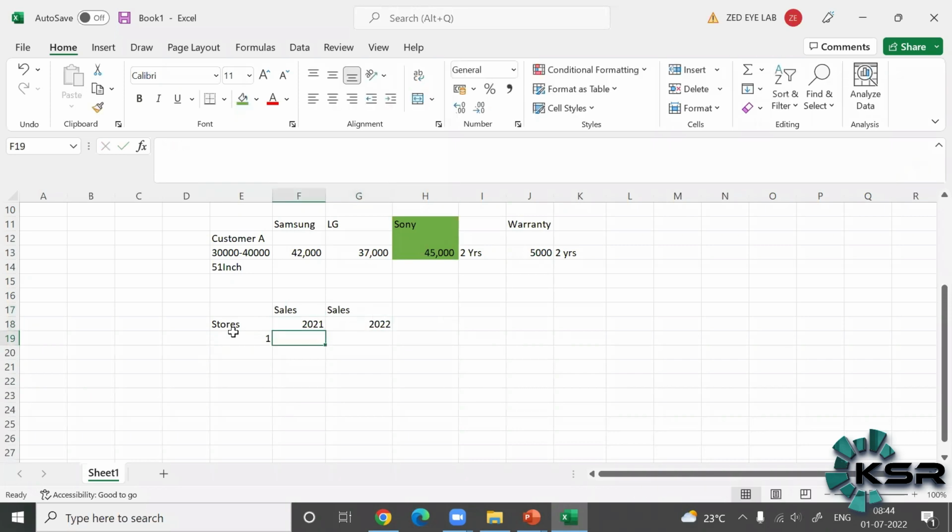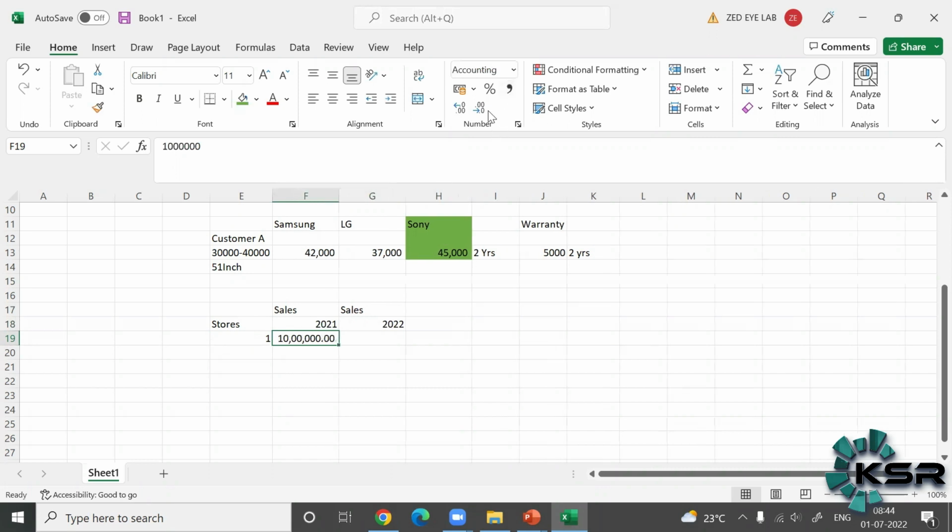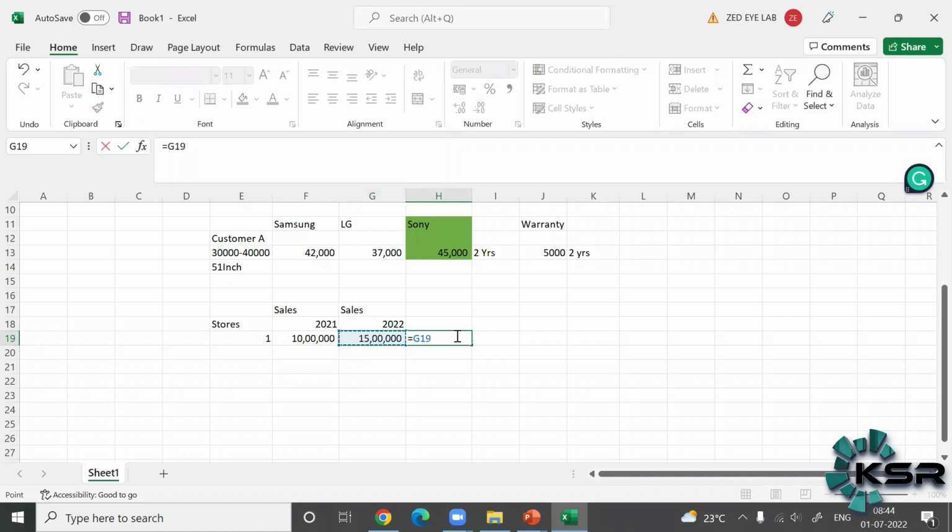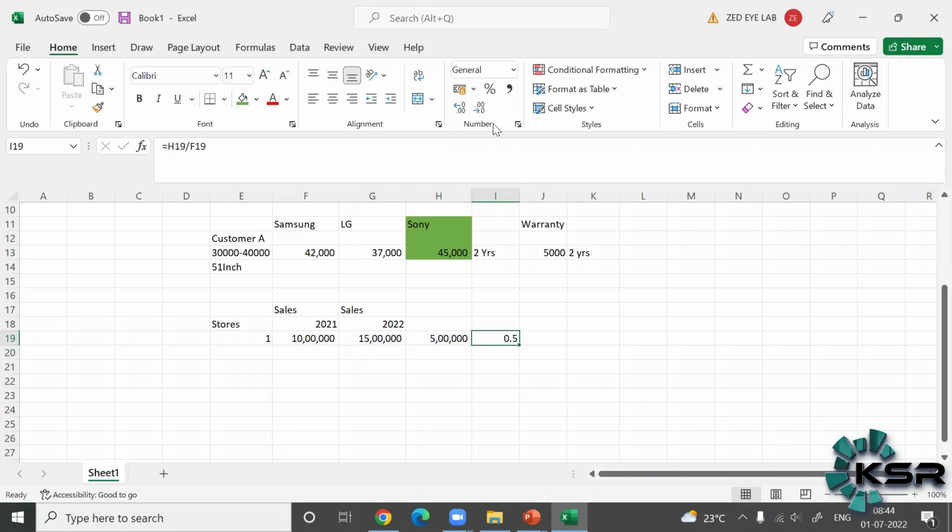Okay. Now assume I made close to 10 lakh rupees in sales last year, and this year I made close to 15 lakh rupees in sales. Correct? So what is my year-over-year growth rate, guys? It is basically this year's number minus last year's number, divided by the last year's number, and into 100. So I have grown my business by 50% from 21 to 22. Clear?